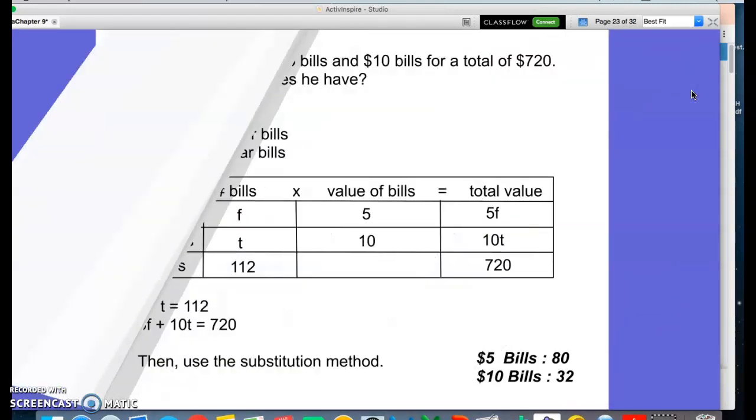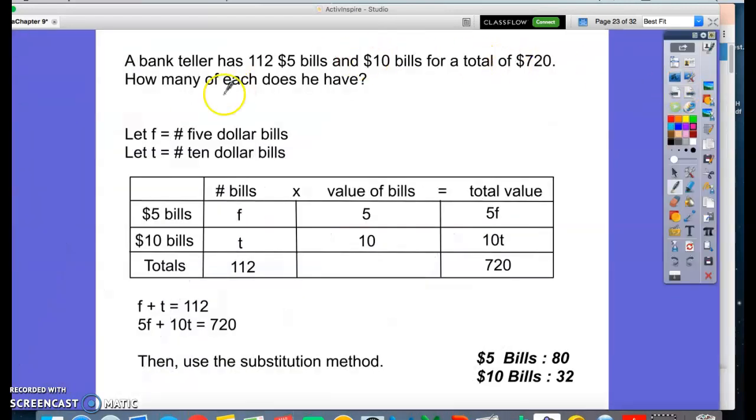Now, it says a bank teller has 112 $5 bills and $10 bills for a total of $720. So how many of each does he have? So we don't know how many $5 bills the teller has, or how many $10 bills he or she has. Now, so that's our variable.